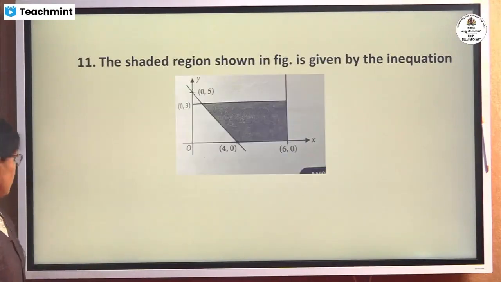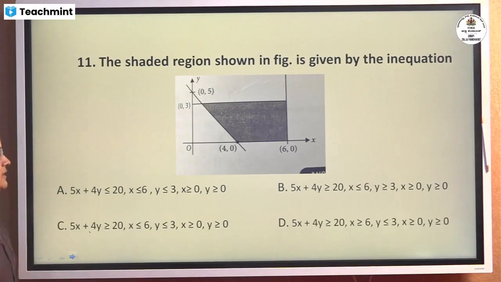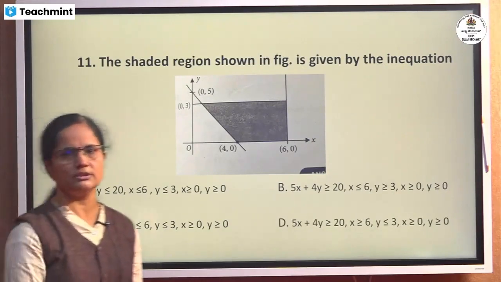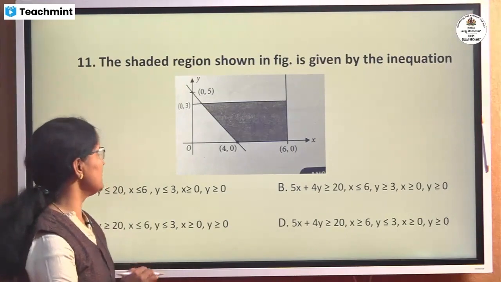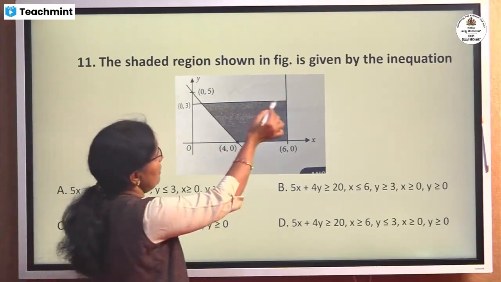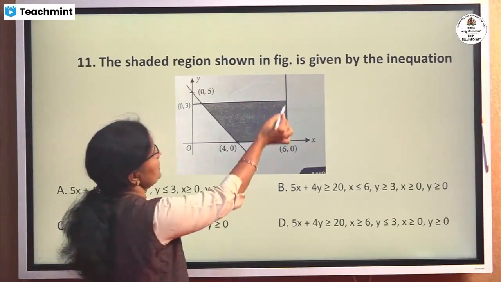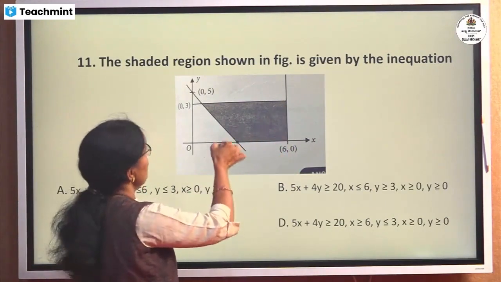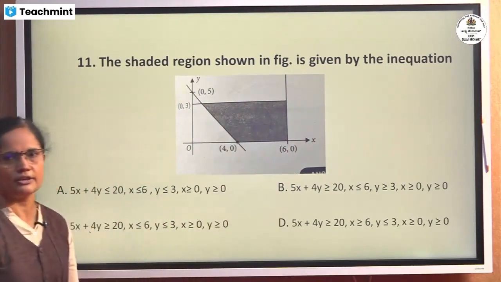So this is one practice problem. The options are like this. You have to form it in 30 seconds. The equations are very easy here. The equation of this line is y is less than or equal to 3 with origin, and x is less than or equal to 6. You have to form the equation of this line only. Let's continue.